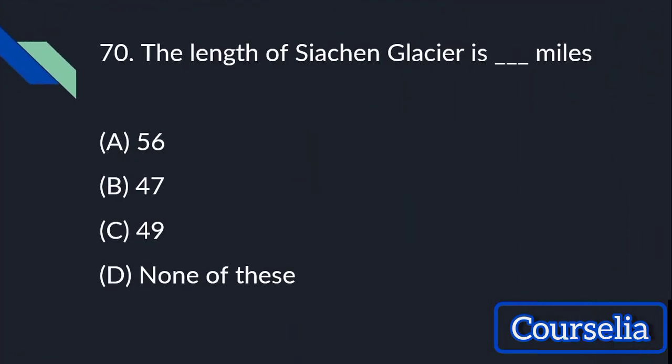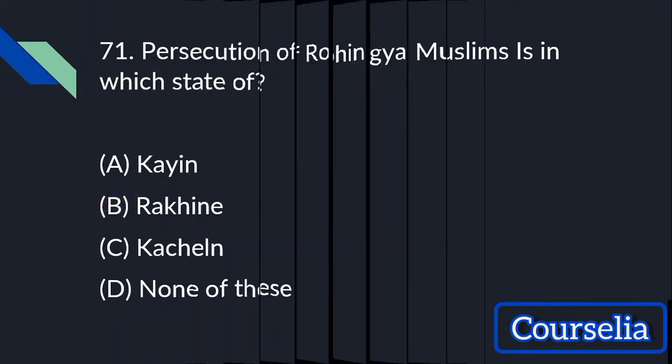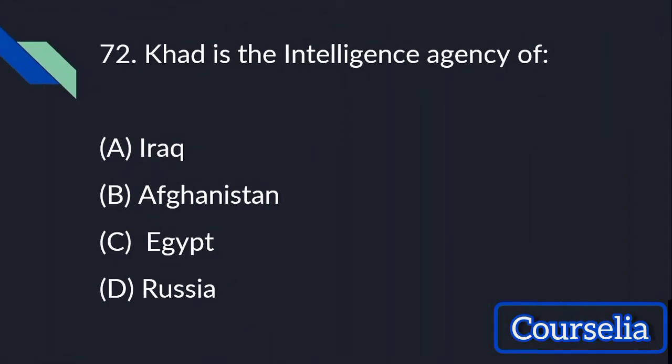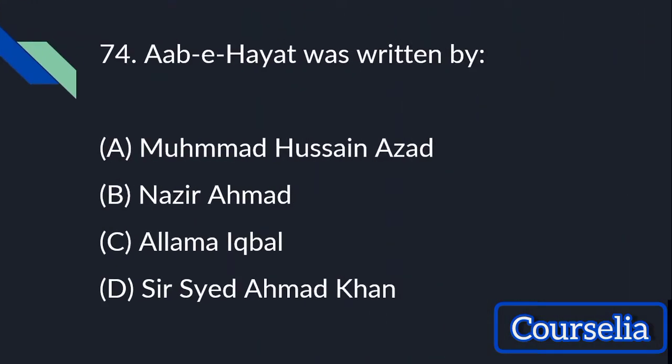The length of Siachen Glacier is 47 miles. Persecution of Rohingya Muslims is in which state of? Rakhine. CARD is the intelligence agency of Afghanistan. National bird of Pakistan is Chakor. Aab-e-Hayat was written by Muhammad Hussain Azad, Nazir Ahmad, Allama Iqbal, Sir Syed Ahmad Khan. Answer is Muhammad Hussain Azad.